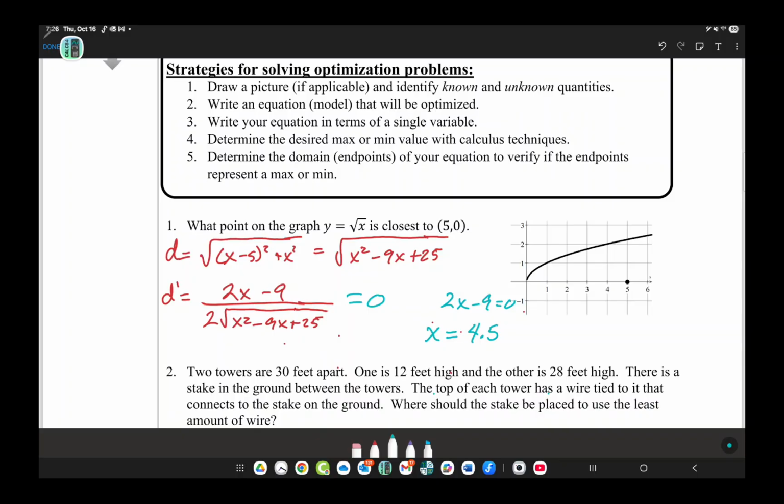If you want to list this as a fraction, x equals 9 over 2, that might actually be better, because if you want the actual coordinate, we need to plug that back into the function. Y is equal to the square root of 9 over 2, which is 3 over root 2. So my coordinate that is closest to (5, 0) on this graph is (9 over 2, 3 over root 2).